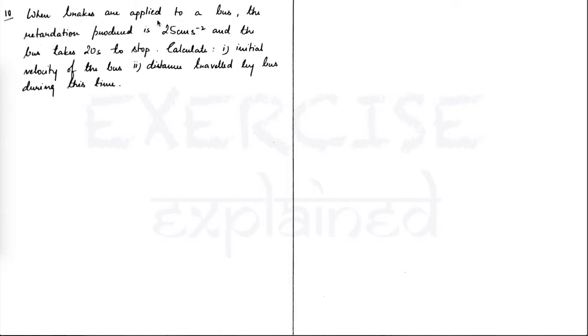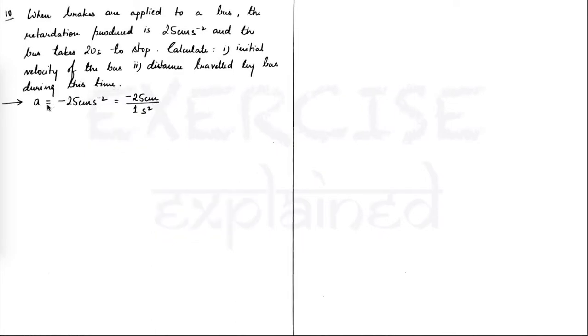When brakes are applied to a bus, the retardation produced is 25 centimeter per second square. Now as I can see here, the retardation is not given in SI unit. So I definitely need to convert it to SI unit. And the bus takes 20 seconds to stop. So time is given as 20 seconds. To stop means final velocity is 0. Calculate initial velocity of the bus. So we need to find the value of u. Distance traveled by the bus during this time. So we need to find s.